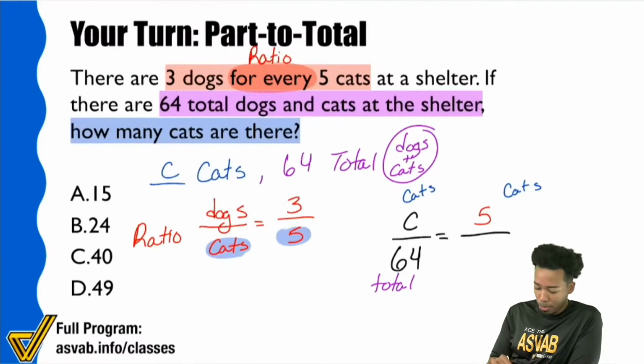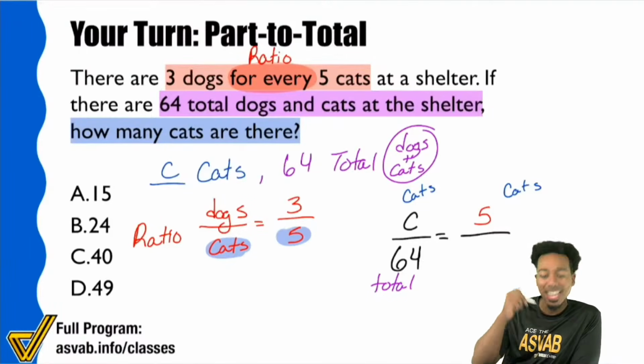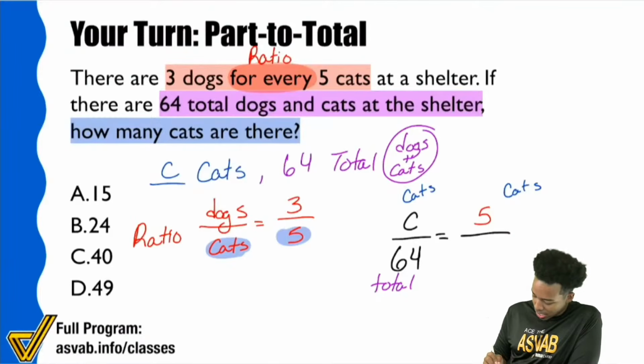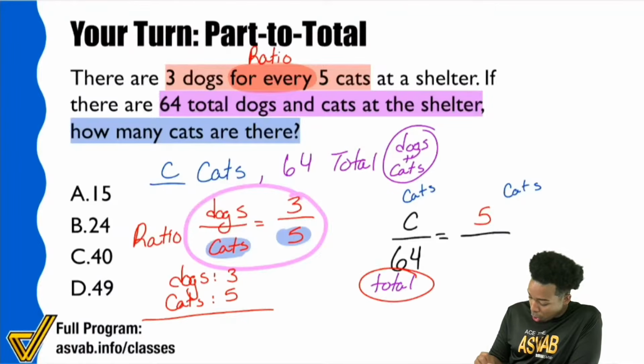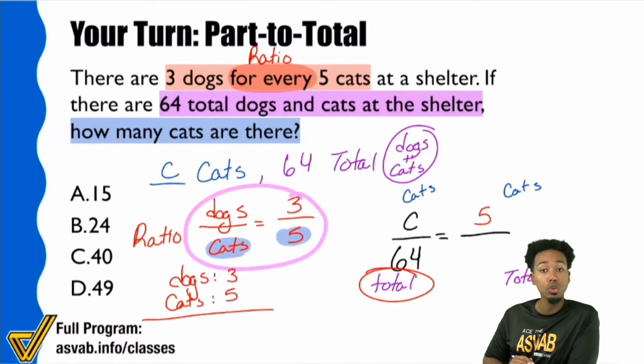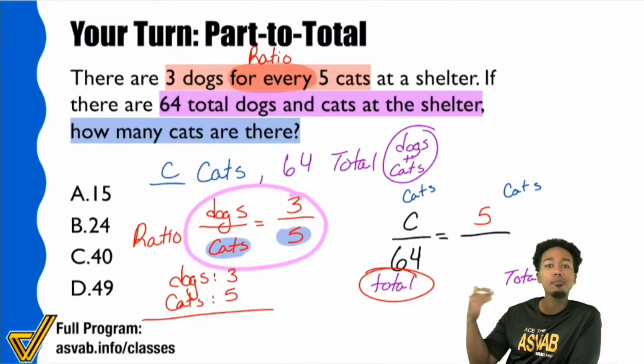No, no, 3 on the bottom. It should be 8. Because if you take a look right here, you've got dogs at 3 and cats at 5. What is the total? Because again, you need a total compared to a total. You need cats compared to cats.